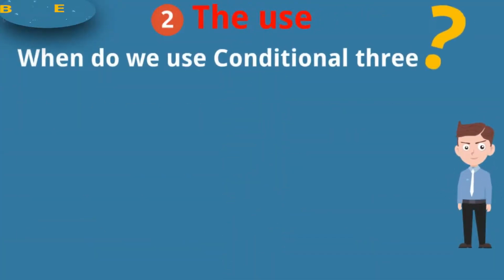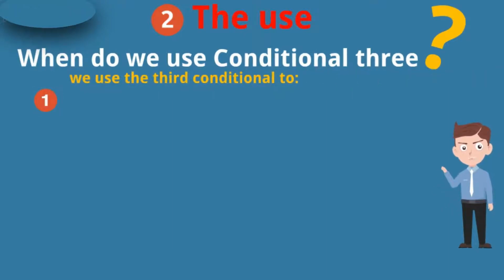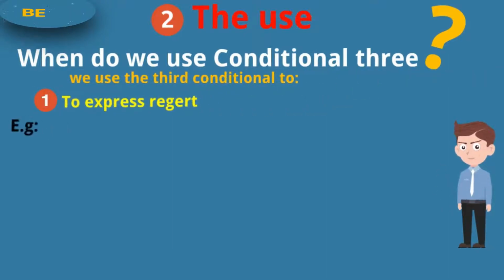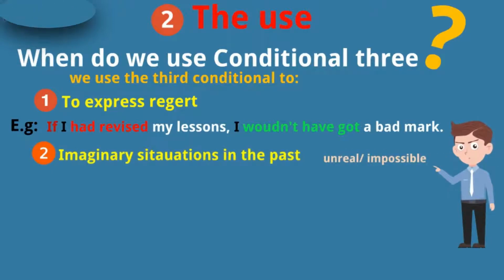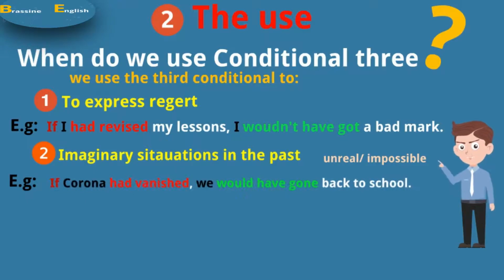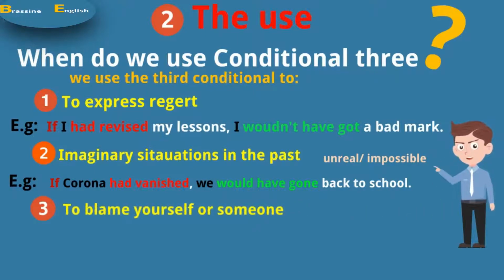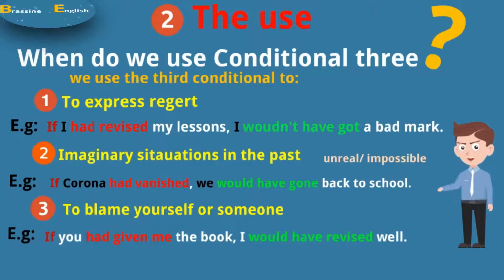When do we use conditional type 3? We use the third conditional to express regret. For example, if I had revised my lessons, I wouldn't have got a bad mark. Secondly, we use it to express imaginary situations in the past, unreal or impossible situations. For example, if coronavirus had finished, we would have gone back to school. Number 3, to blame yourself or someone. For example, if you had given me the book, I would have revised well.